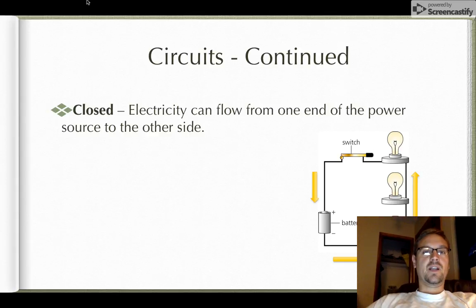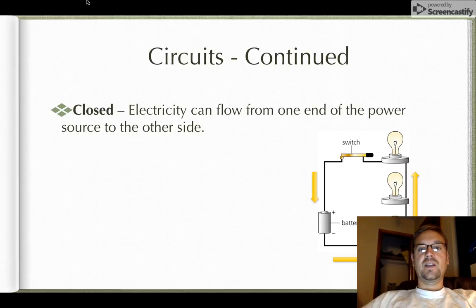In a closed circuit, again, the switch is closed, the switch is pushed, the light switch is clicked up in the up position, and that means electricity can flow from one end of the power, a battery or a wall outlet, to the other side and back.